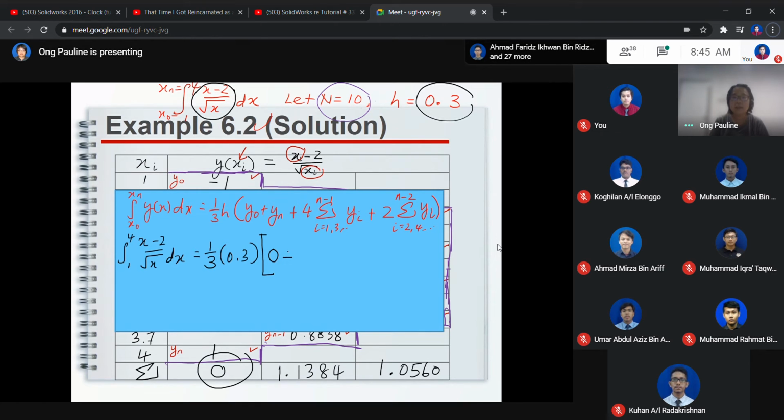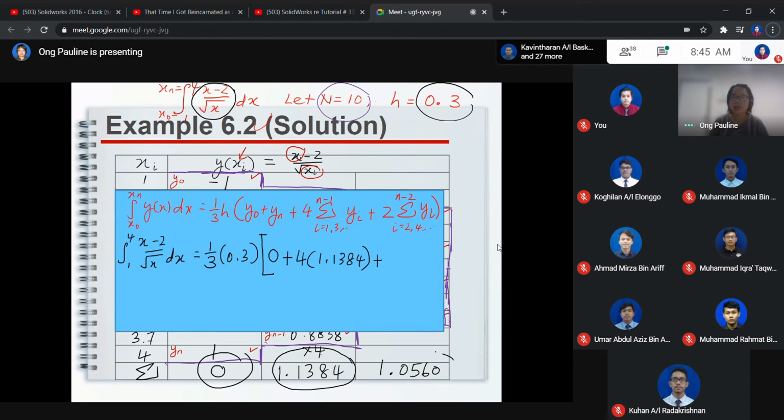Okay, tambah dengan, okay, so the summation for y odd number, so we know that we have categorized it in the second column. And after we do the summation, it is 1.1384. Okay, and then don't forget to multiply it by 4. Okay, so I have a 4 times 1.1384.